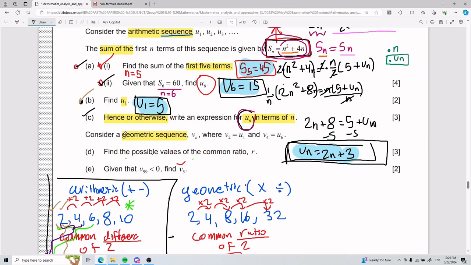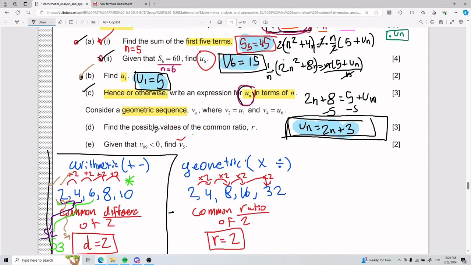And so later on, they tell us to consider a geometric sequence Vn where V2 equals U1 and V4 equals U6. All right, interesting. We need to find the possible values of the common ratio R.